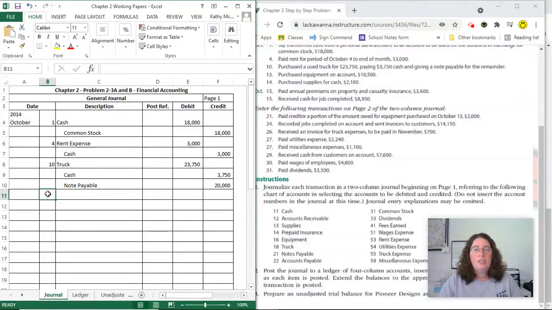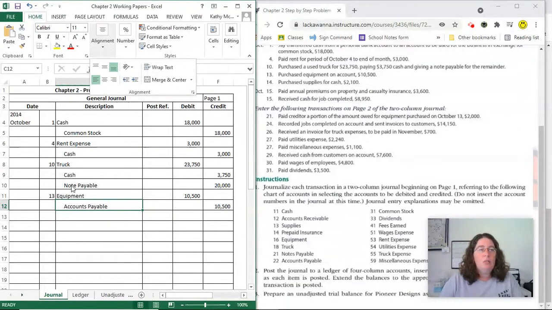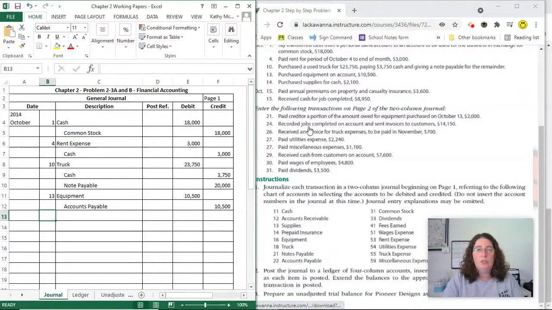Okay, so continuing on, number 13, we purchased equipment. Okay, so equipment is one of our accounts. On account for $10,500. Now it says the words on account. It doesn't say we paid cash. So we're not going to touch cash at all. Okay. On account means we have not paid them this amount. It means we owe them this $10,500. So that's where our accounts payable is going to come in. Accounts payable is a liability account. It is there to keep track of money that we owe to other people.